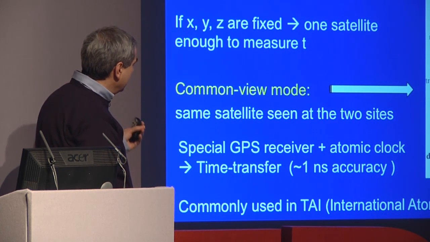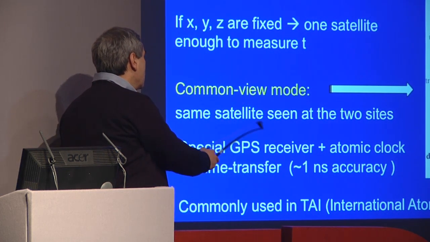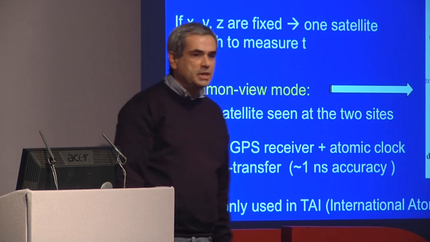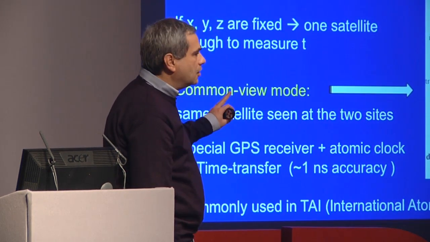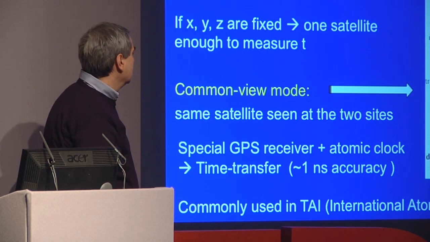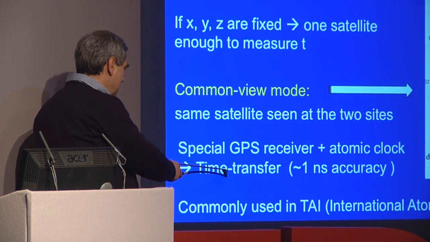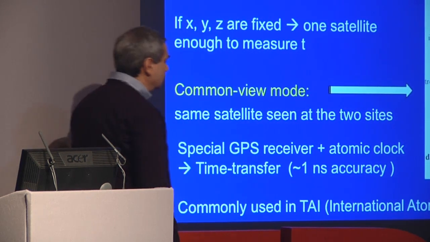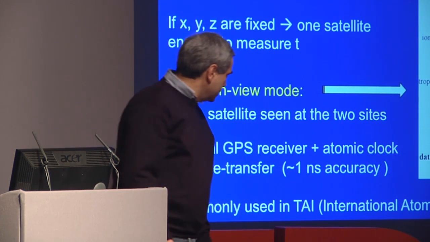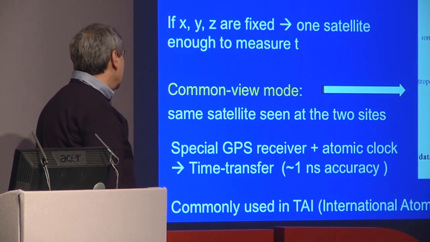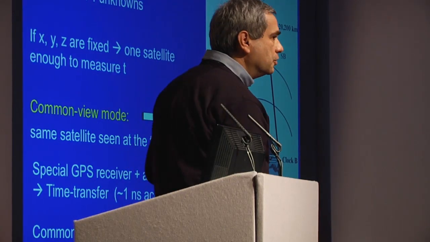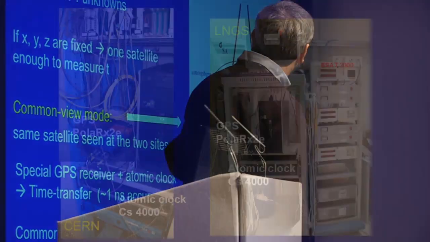You can do this even in a better way, which is called the common view mode, where you make sure that from the 2 sides of the Earth, you're looking exactly at the same satellite. Then if you use a special GPS receiver, and this technique, and an atomic clock, which must be coupled to the GPS receiver in order to guarantee that your time is stable in between different GPS observations, you can perform a time transfer between these two sides of the Earth, which are 730 kilometers apart, with the accuracy of 1 nanosecond, which is quite a good accuracy in time. And this is what is also used in the definition of the International Atomic Time. It's a procedure which is used in order to synchronize atomic clocks which are in different places of the Earth.